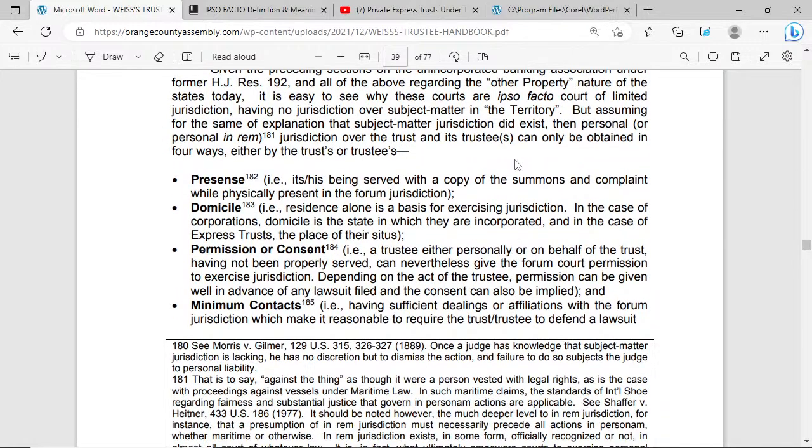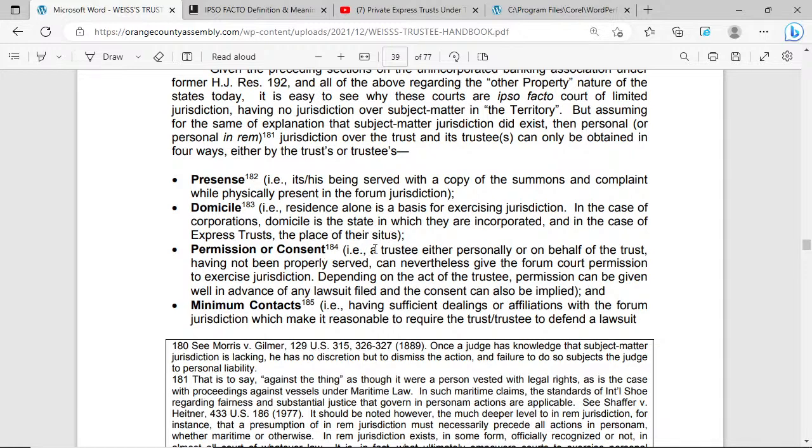But anyways, personal jurisdiction can only be obtained by the trust or trustee's presence, them or him being served with a copy of the summons and complaint while physically present in the forum jurisdiction. Domicile, i.e. residence alone, is a basis for exercising jurisdiction. In the case of corporations, domicile is the state in which they are incorporated. And in the case of express trusts, the place of their situs, their location, their address, essentially.